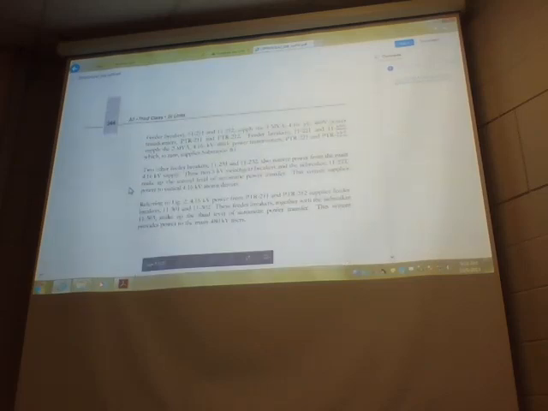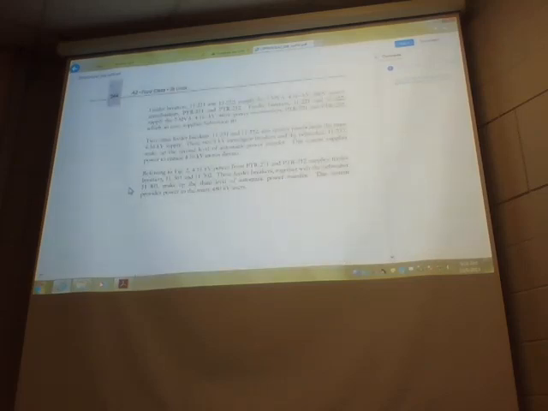Feeder breakers 11211 and 11212 supply the 3 megavolt amp 4160 volt to 480 volt power transformers PTR 211 and PTR 212. Feeder breakers 11221 and 11222 supply the 2 megavolt amp 4160 volt to 480 volt power transformers PTR 221 and PTR 222, which in turn supply substation number 1.